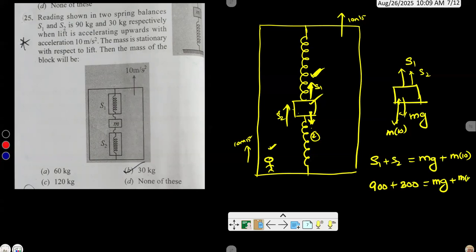So 900 plus 300 is 1200, which is equal to, if I take mass common, m into 20. So this and this go, and we get 60. So the mass of the body is equal to 60 kg. 60 kg is the mass of the body. The answer for this would be 60.